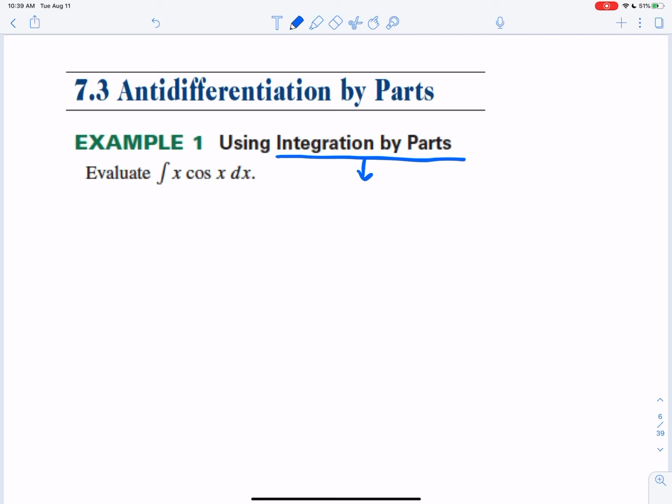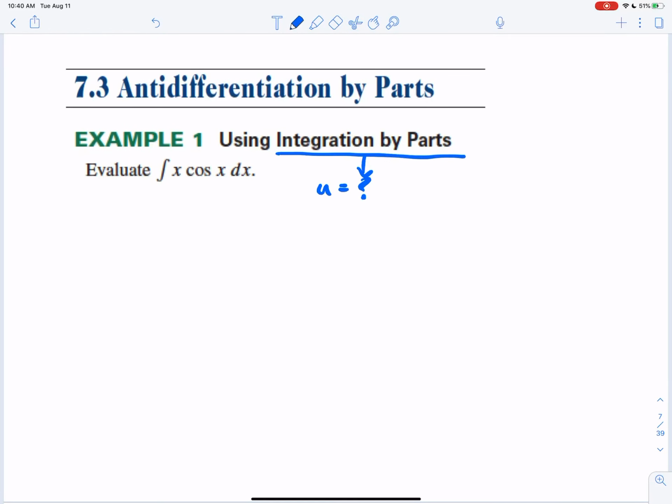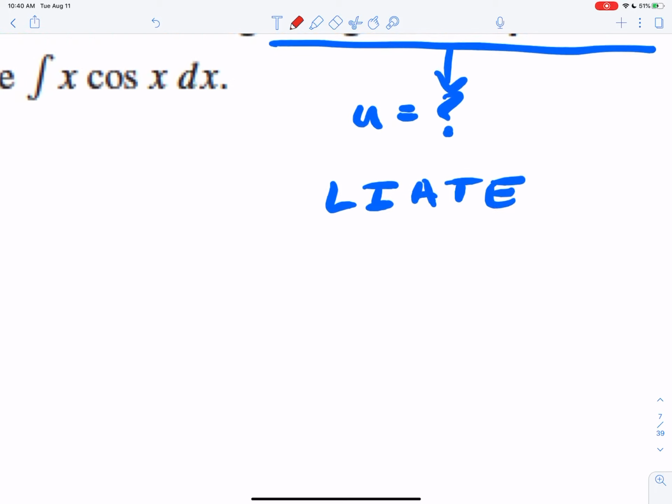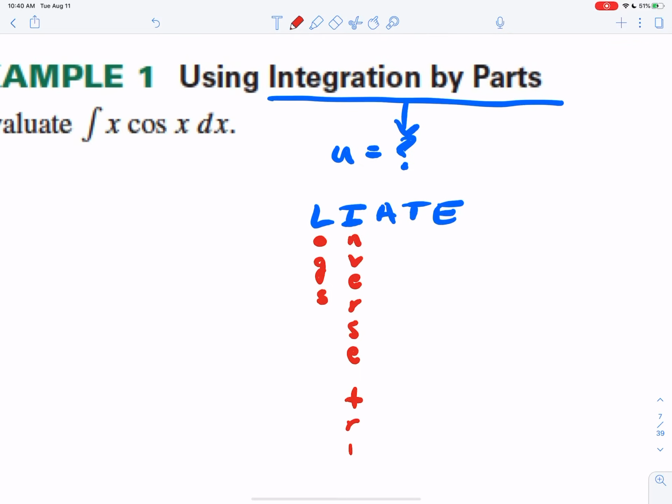so this is how you determine what u will be, okay? Obviously, if u is this thing, then dv is everything else, okay? So it's a phrase called LIATE, whatever you want to call it, okay? This is actually representing all of the different functions, okay? So for instance, LIATE, L stands for logarithms, I'll put logs. I stands for inverse trig, okay? A is for anything algebraic, T is for anything trigonometric, and E is for exponential.